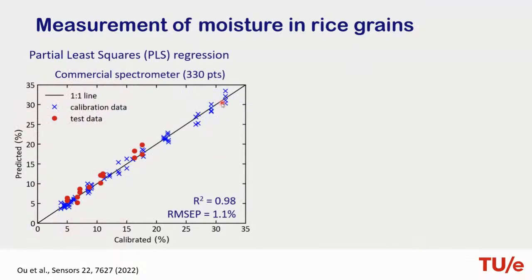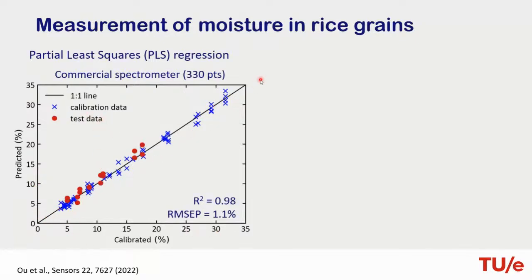Then we can make a prediction model using the spectrometer. And this was a result for this problem. And you see this typically, the relation between the predicted value and the calibrated value. And you do this using calibration data first.